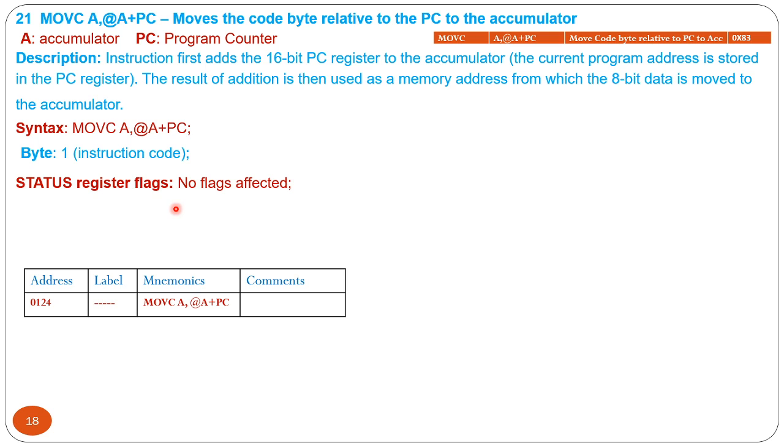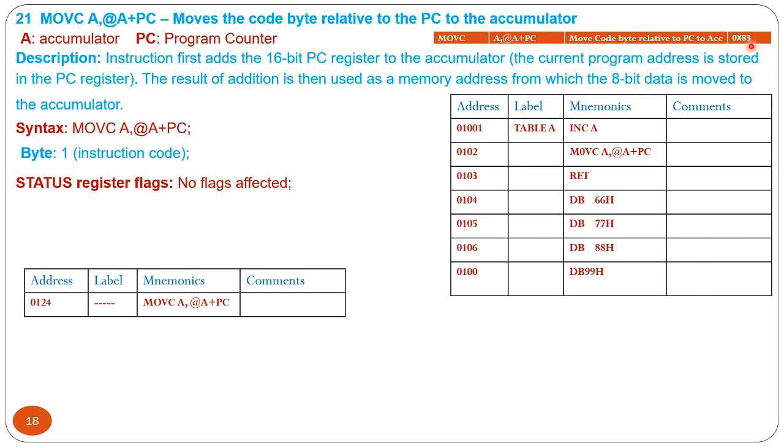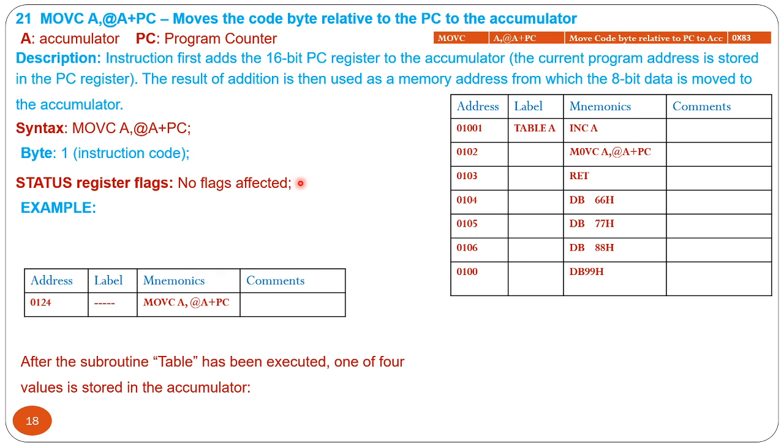This instruction has the mnemonic MOVC A, @A+PC, and its operation code is 83H. So once this instruction is executed, this table shows how it gets executed. MOVC A, @A+PC. Now when this instruction is executed, what does the PC have?